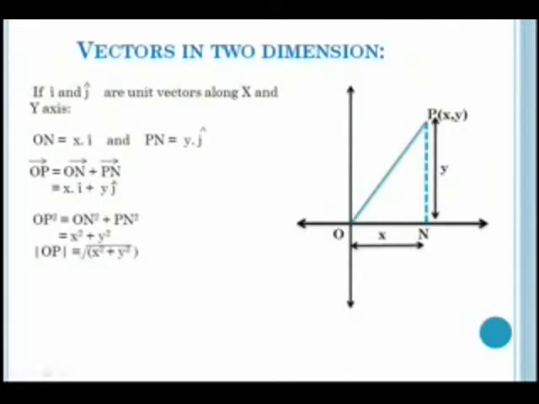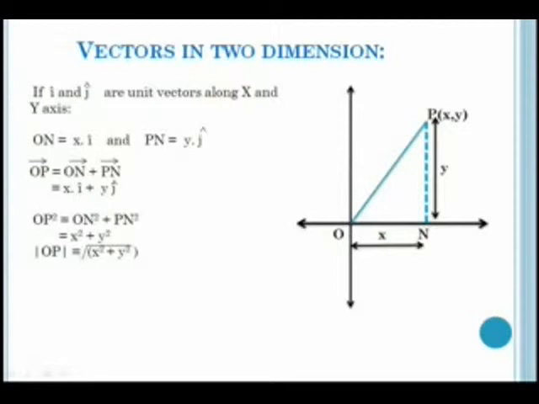Now vectors in two dimensions. How do we represent vectors in two dimensions? Let's look at this figure. If we have any point P(x, y), x represents the abscissa and y represents the ordinate. Now ON is a vector which is equal in magnitude to x, so this could be represented as x times the unit vector, and let's say that this unit vector along the x-axis is i. Similarly, we can have another unit vector along the y-axis, and let us say that it is represented by j cap. So this vector PN would be equal to y times j cap.